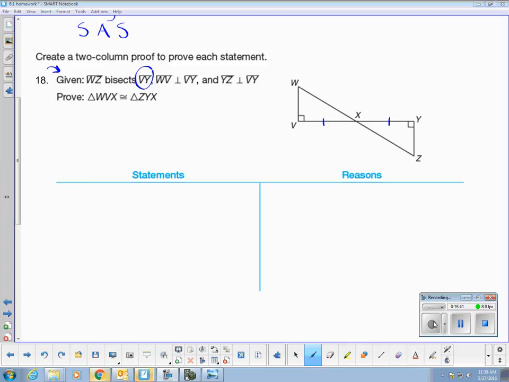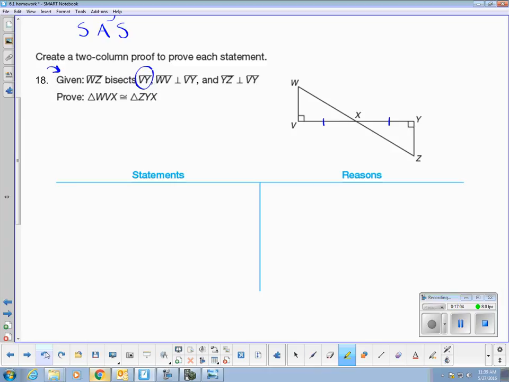And it was bisected by this segment right here. That was the segment that did the bisecting and cut segment VY exactly into 2 equal parts. All right, so there's the WV is perpendicular to segment VY.